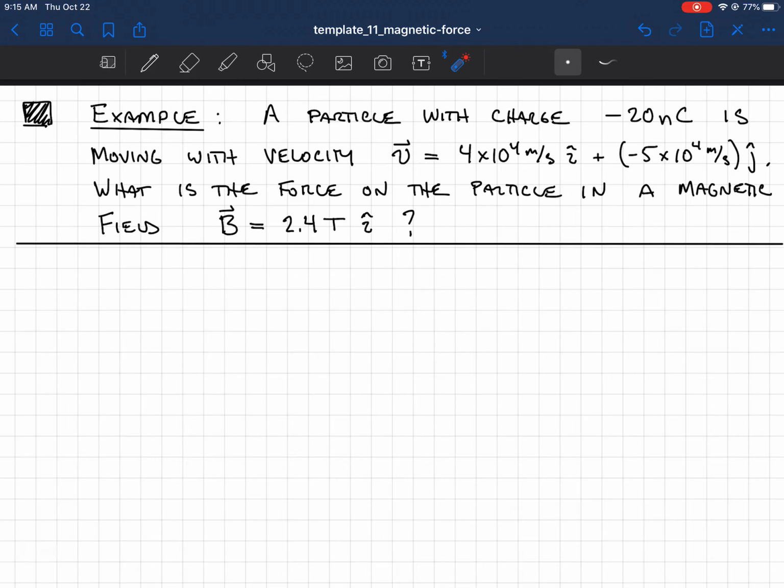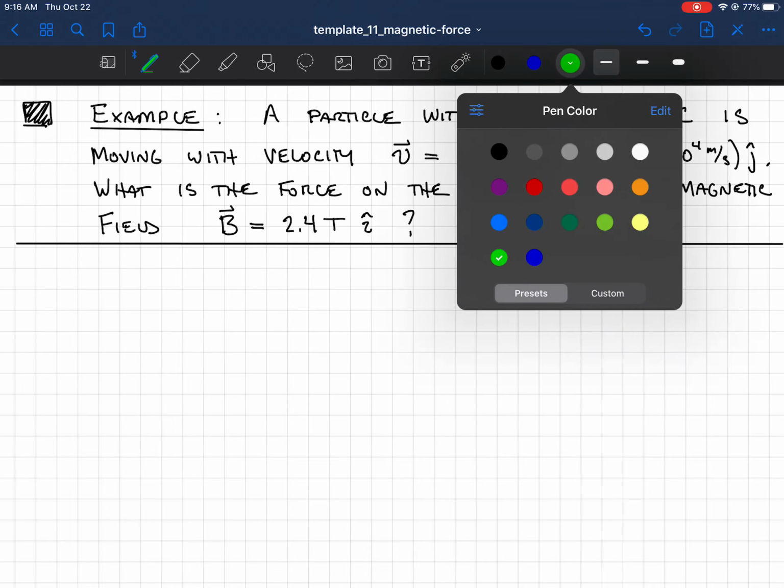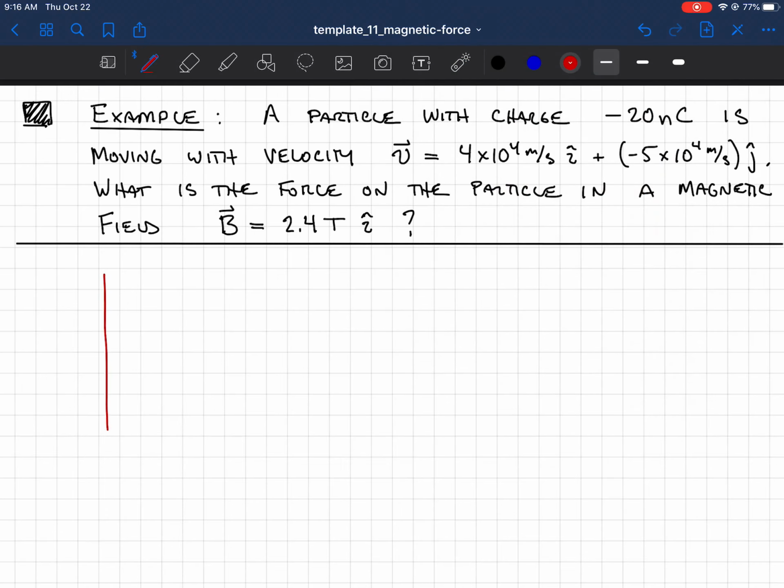Our first example is just a straight calculation. So we have a particle of a certain charge, minus 20 nanocoulombs. It's moving with a certain velocity, which is given in terms of its x and y direction. And we're asked what is the force on the particle in a particular magnetic field in some direction. So we're given these unit vectors that tell us the x and the y directions, so we should probably draw ourselves an xy coordinate system.